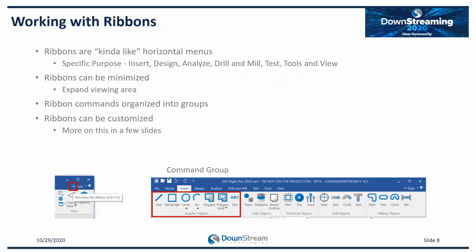Now, ribbons can be minimized if you don't want the ribbon there. You don't want to see it. That's okay. Just minimize it. And what you'll notice on ribbons is they're organized in groups. Like this happens to be the command group graphic objects. Now, ribbons can be customized, and I'll show you that in a second.